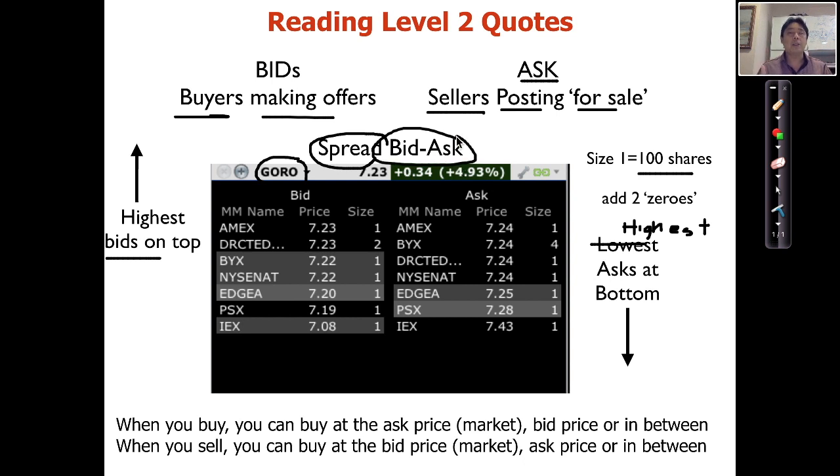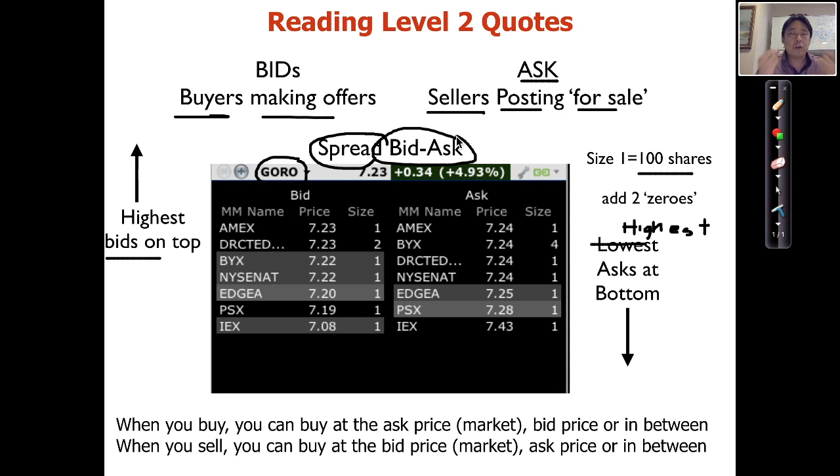Okay, so always notice that the ask is always higher than the bid, and the difference is known as the spread. Now, we always want to trade stocks where the spread is as tight as possible. Ideally, less than a 5 cent spread would be great.